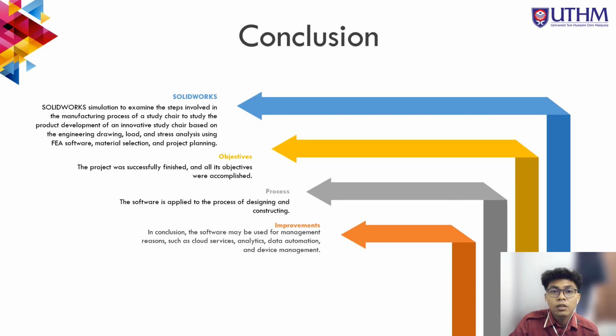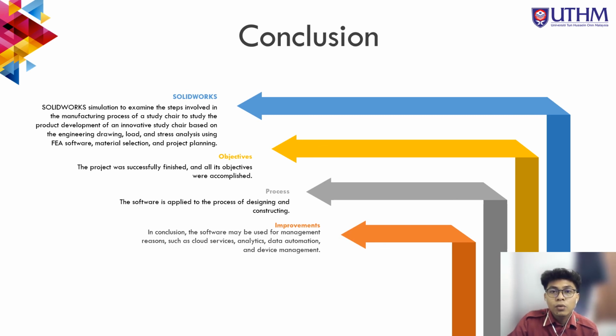Because of this research study, we were also able to learn how to utilize SolidWorks to enhance the chair engineering drawing, load and stress analysis using FEA software, material selection, and project planning. Because the development process is carried out using SolidWorks, this program is one of the recommended. The program is used at the beginning of the process for the purpose of planning, visualization, modeling, deciding whether something is viable, prototyping, and managing the project. After that, the software is applied to the process of designing and construction.